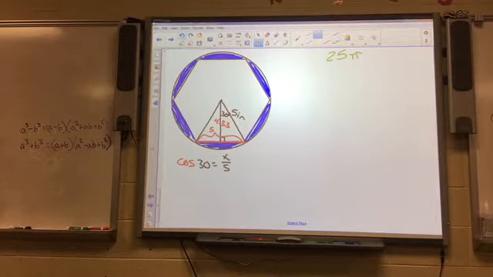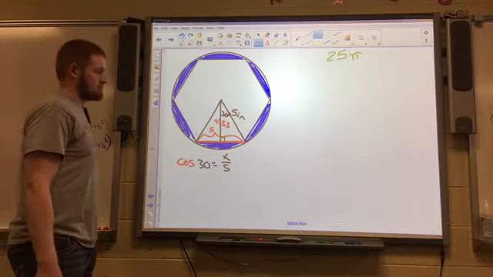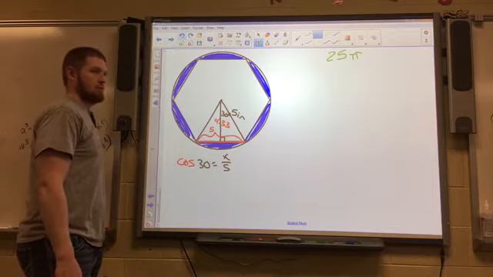Lainey, now what? I have my base and my height of my triangle. Yes. What do I need to do next? Now you can find the area. How do I find the area of a triangle? Is it not 1/2 apothem equals? Yeah, you don't like that.